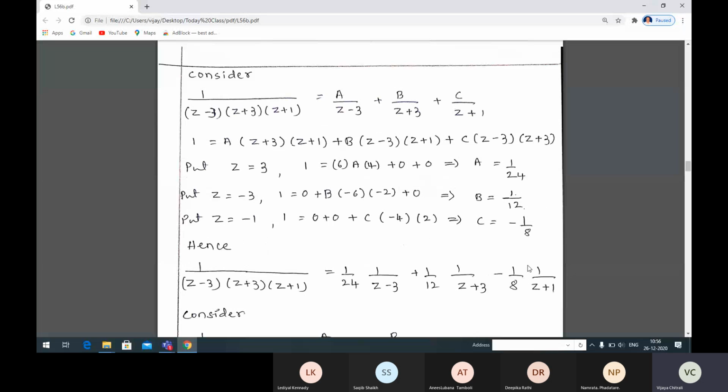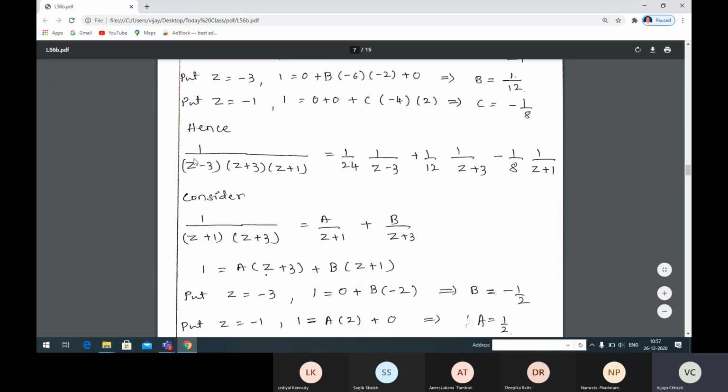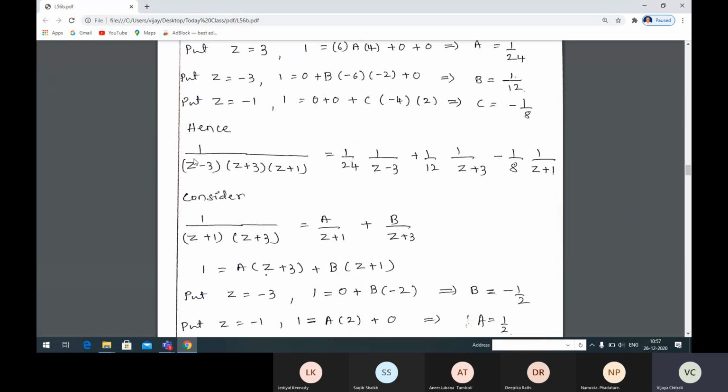Now put z is equal to minus 1. So substituting z is equal to minus 1, this term is 0, this term is 0. C into minus 1 minus 3 is minus 4, minus 1 plus 3 is 2. 4 into 2 is 8 with a negative sign. So c is equal to minus 1 by 8. So substitute here: 1 upon z minus 3, z plus 3, z plus 1 is equal to 1 upon 24 into 1 upon z minus 3, plus 1 by 12 into 1 upon z plus 3, minus 1 by 8 into 1 upon z plus 1.